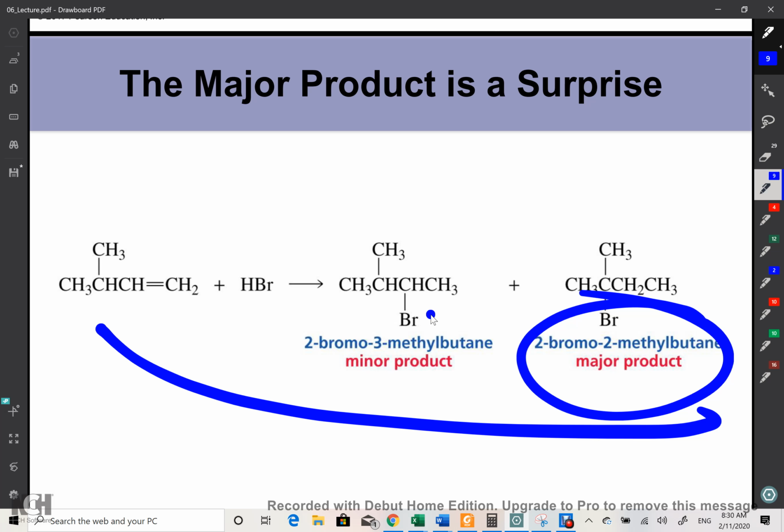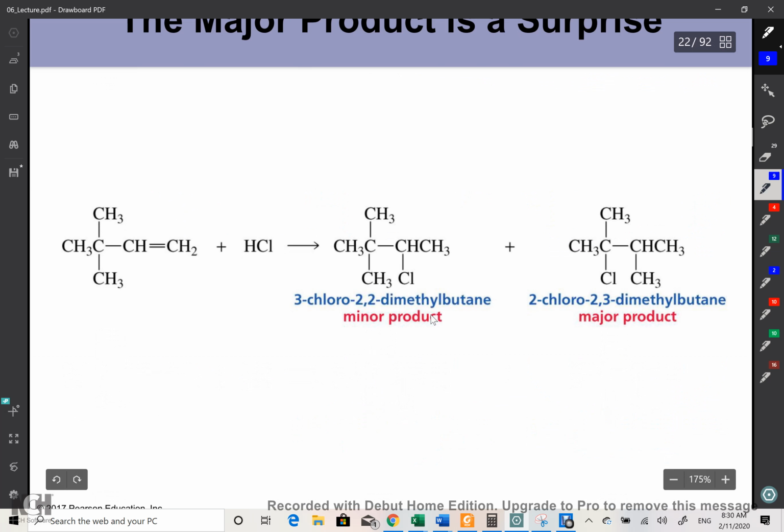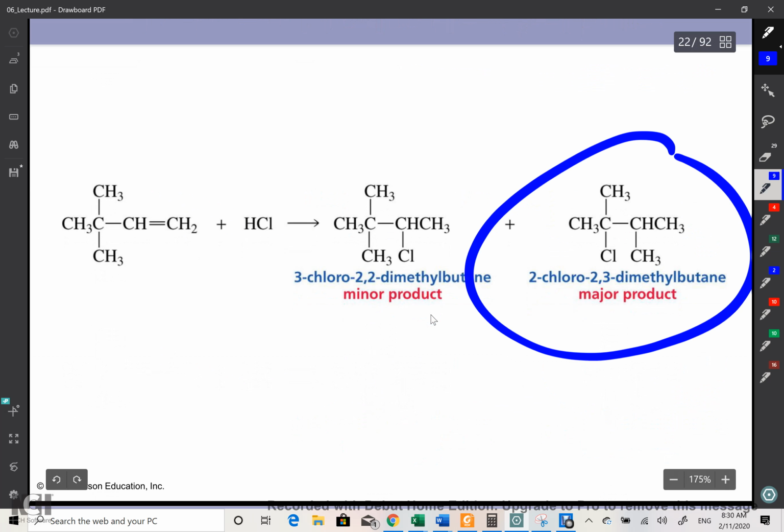This is exactly the problem we did. Exactly the same thing. Same thing with this one. This is a problem we just did together. This would be the major product. But in this case, they were adding HCl. In our own case, we added water. Same thing, same explanation.